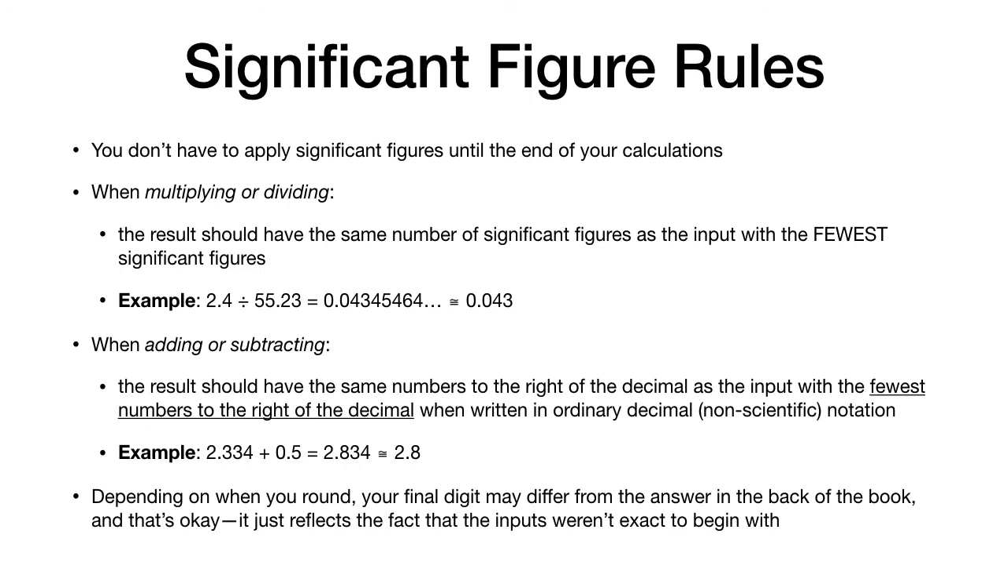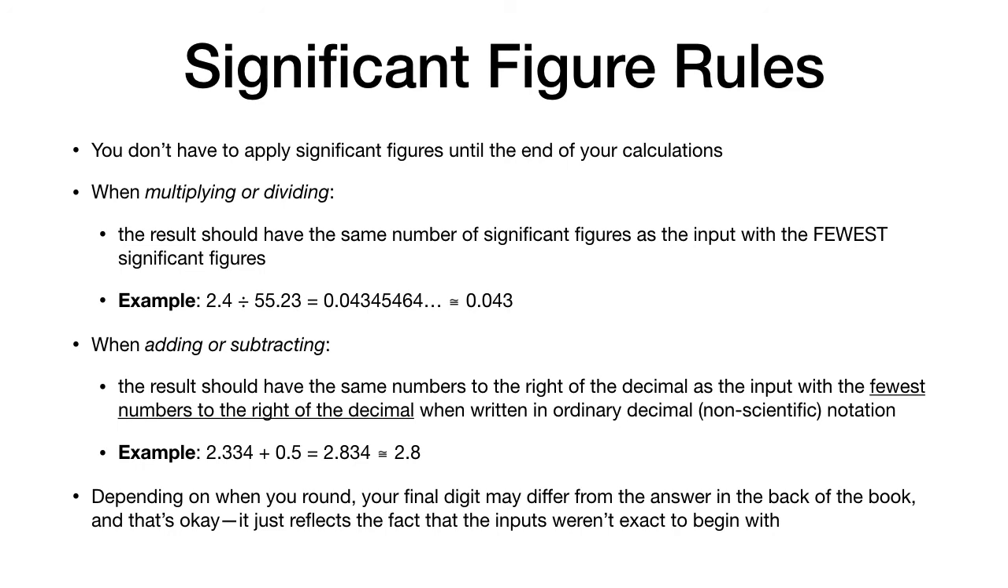So depending on when you round, the final number that you come up with may differ slightly from what's in the back of the book. And that's okay. It just reflects the fact that the inputs weren't exact to begin with. So if your final digit is off by one, that usually just means that you rounded slightly differently or at a different place than the book did. It's not actually necessarily a wrong answer.